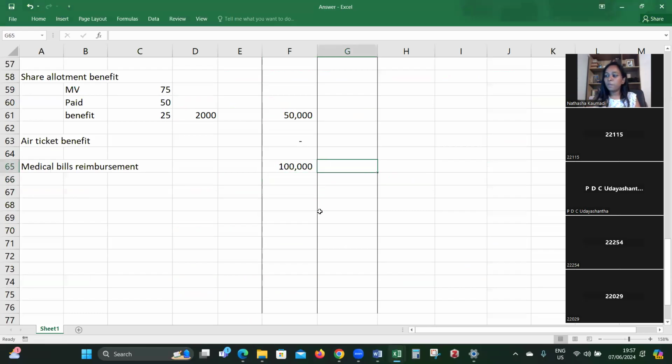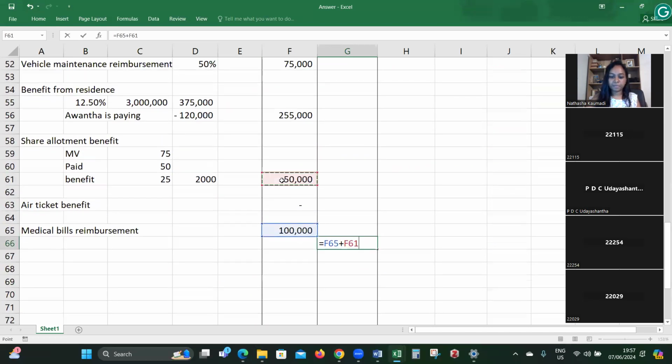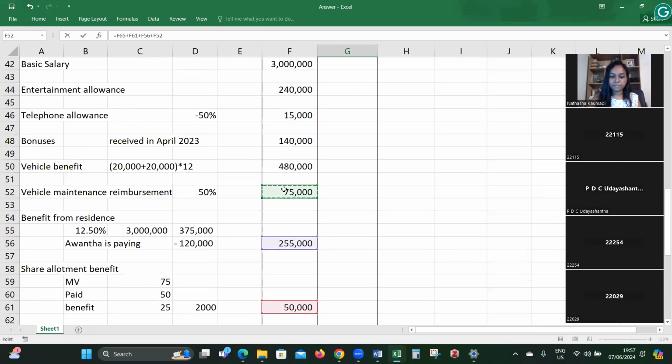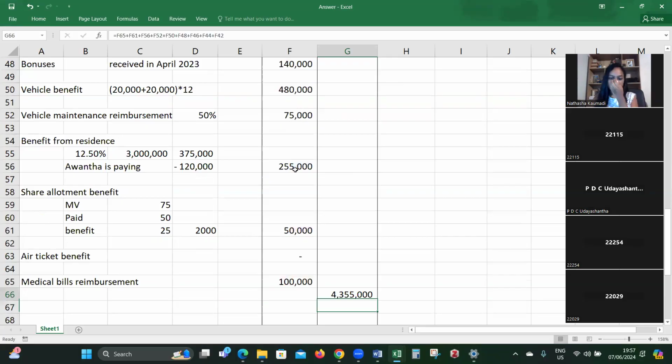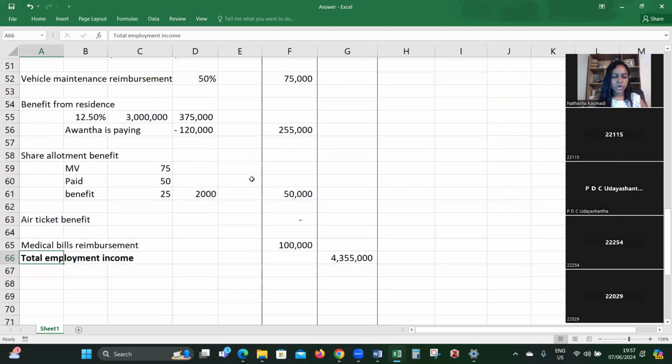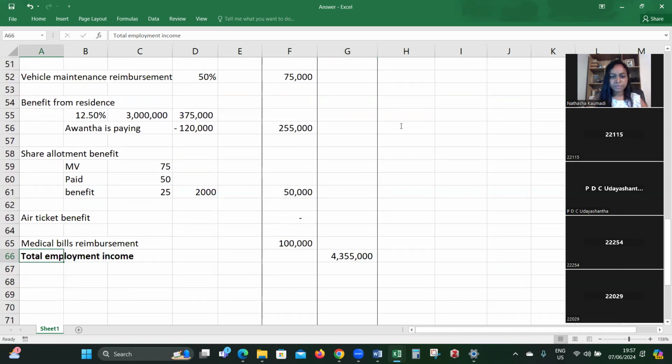Because of that, now you can take the total of employment income. Total of employment income. You add all these points. Check whether you got 4.355 million. 4,355,000. This is the total employment income. You take the total like this. Right. So are you clear up to now? Do you have any doubts?